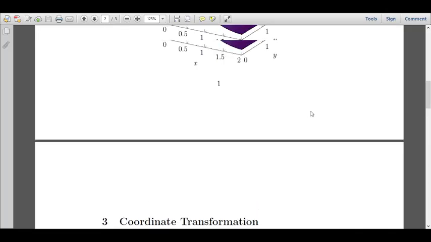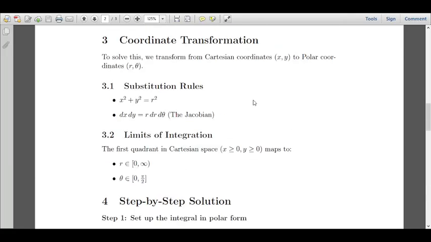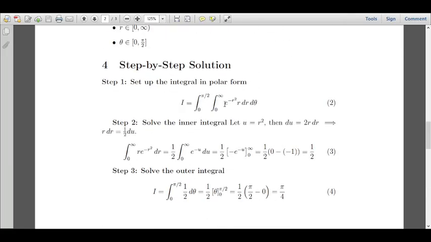Now plug in these limits. r varies from 0 to infinity, theta varies from 0 to pi by 2. x square plus y square equal to r square, so this becomes e power minus r square. Remember dx dy equal to r dr d theta. So finally this becomes e power minus r square times r dr d theta.